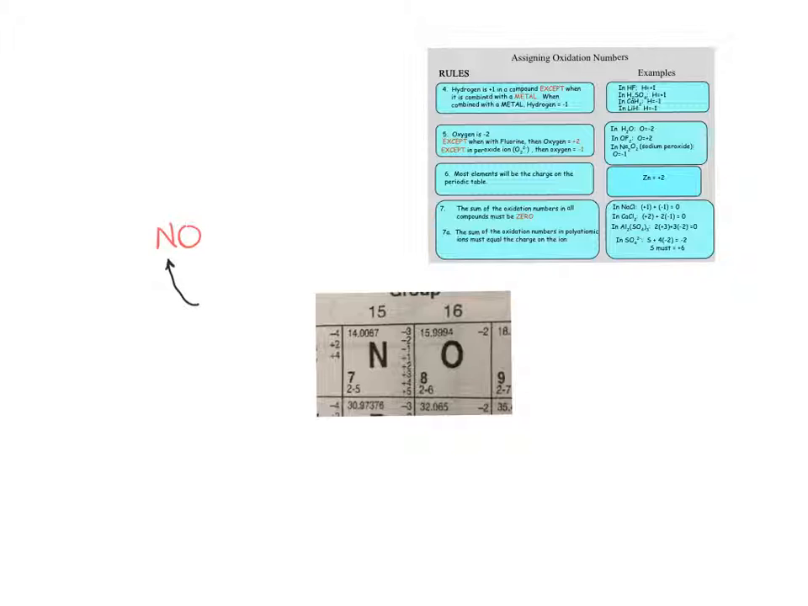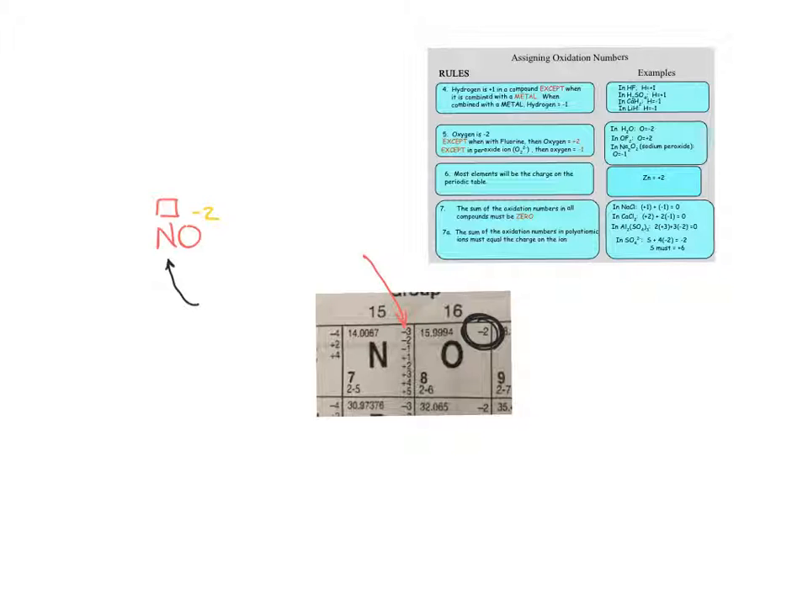So I went ahead and I grabbed the periodic table to show you. If you look here, there's lots and lots of charges to choose from. I have no idea what number can be here, but I do know that oxygen, most of the time, is going to be a -2.